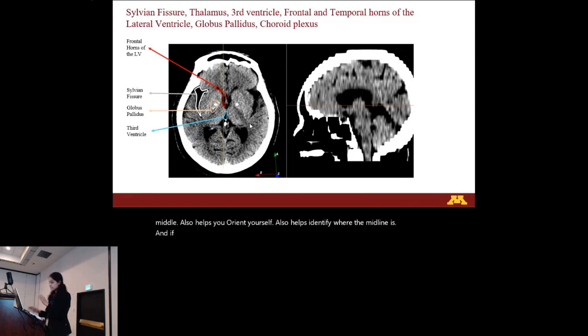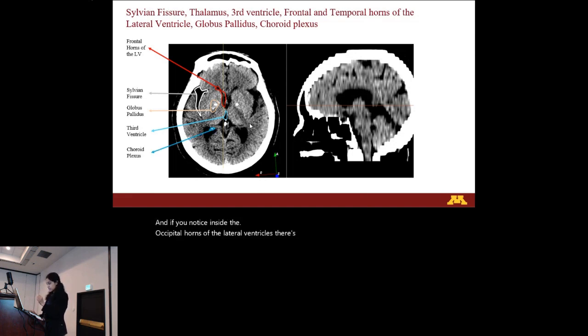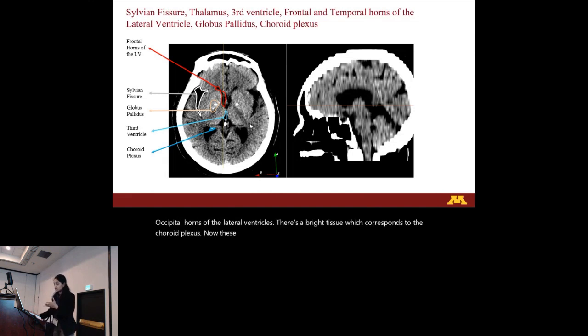And if you notice inside the occipital horns of the lateral ventricles, there's a bright tissue which corresponds to the choroid plexus. Now, these cells are what produce cerebrospinal fluid in your ventricles, which performs a lot of protective functions, and helps in metabolic functions for your brain.